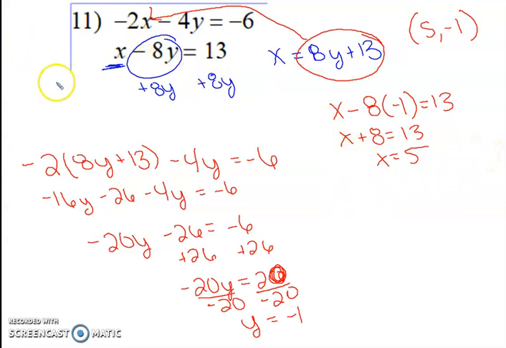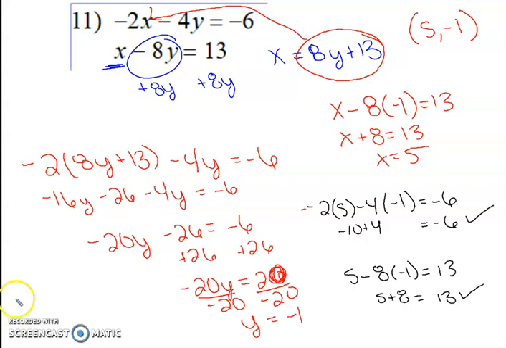So then I can plug it in and check. Alright, I'm pausing this, plug it in and check. Alright, so it checked for both of them, so our ordered pair was right, 5, negative 1.